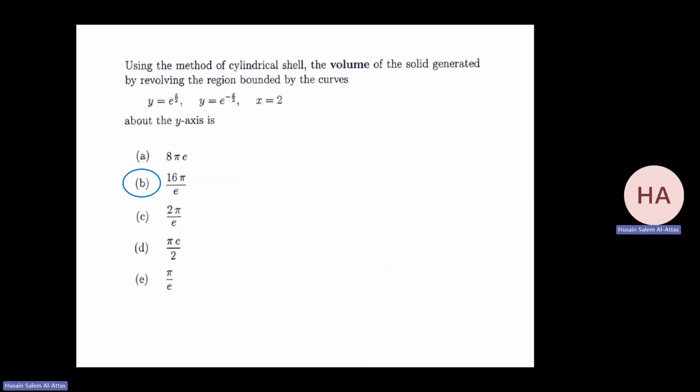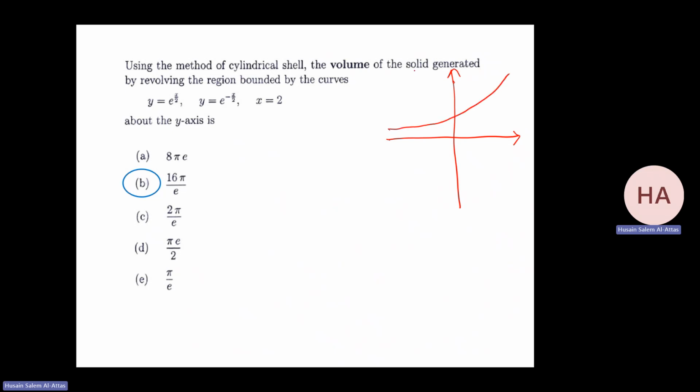Now, we'll do this one. Use the method of cylindrical shell. The volume of the solid generated by revolving the region bounded by these two curves about the y-axis. What's the relation? I think when we set up the integral, that will show us what's going on.